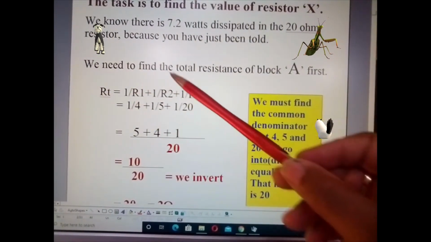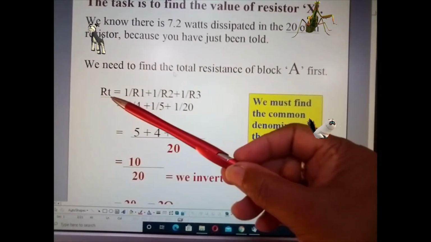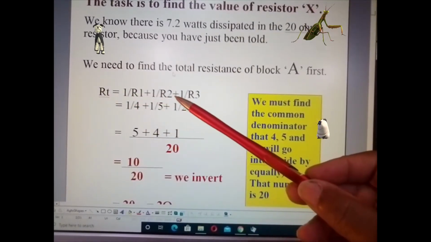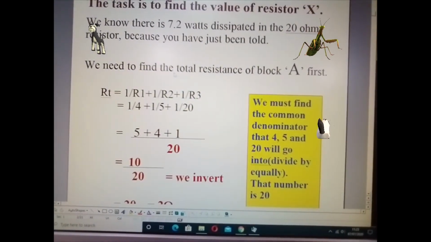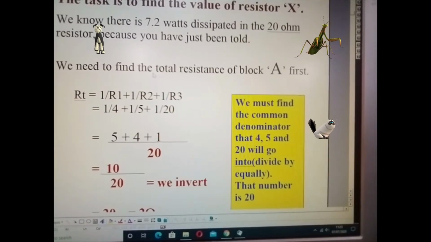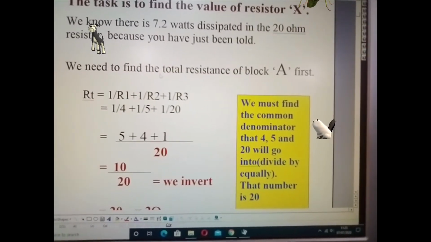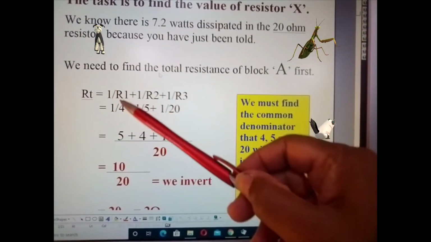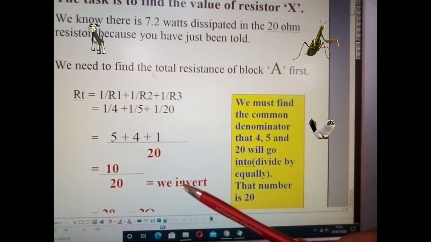We need to find the total resistance of block A first. So we have RT equals 1 over R1 plus 1 over R2 plus 1 over R3. Now please note, I just put it as RT, but it would be 1 over RT. And then you go through that long mathematical process to bring it back to RT. But what I've done here is simply inverted RT, okay? Therefore, 1 over RT equals 1 over R1 plus 1 over R2 plus 1 over R3. And then I'm going to have to invert at the end.